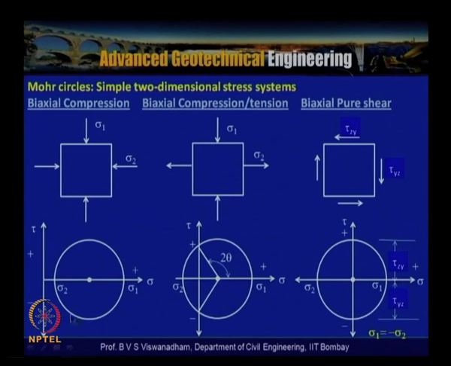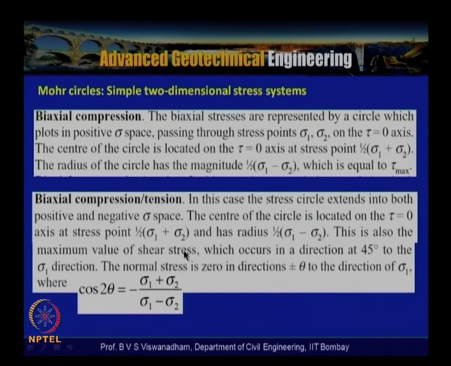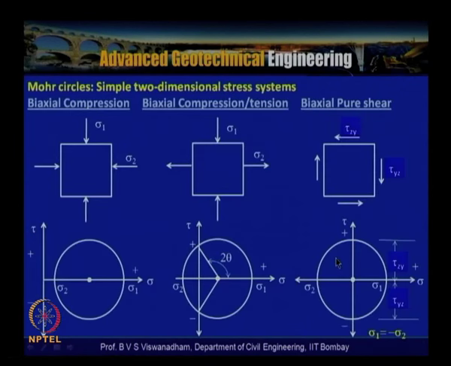So for the biaxial compression and tension, you can see that this is the compression and this is the tension, no shear forces. In that case the Mohr circle extends to positive sigma space and also negative sigma space, and the center is sigma 1 plus sigma 2 by 2, and the maximum shear stress is sigma 1 minus sigma 2 by 2, and the radius is nothing but sigma 1 minus sigma 2 by 2. This maximum value of sigma 1 minus sigma 2 by 2 is also the maximum value of the shear stress, which occurs at 45 degrees to the sigma 1 direction.